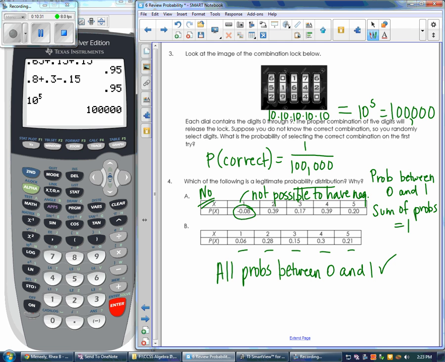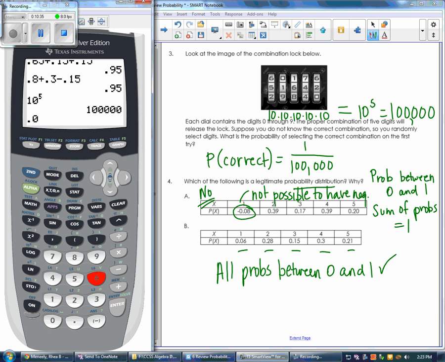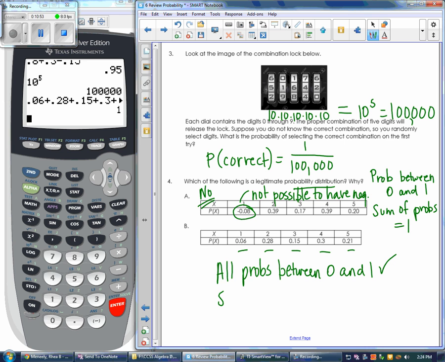So that's met. The other thing I want to do is check to make sure that when I add them together, it equals 1. So if I had 0.06 plus 0.28 plus 0.15 and 0.3 and 0.21, I get 1. So this is a legitimate probability model.